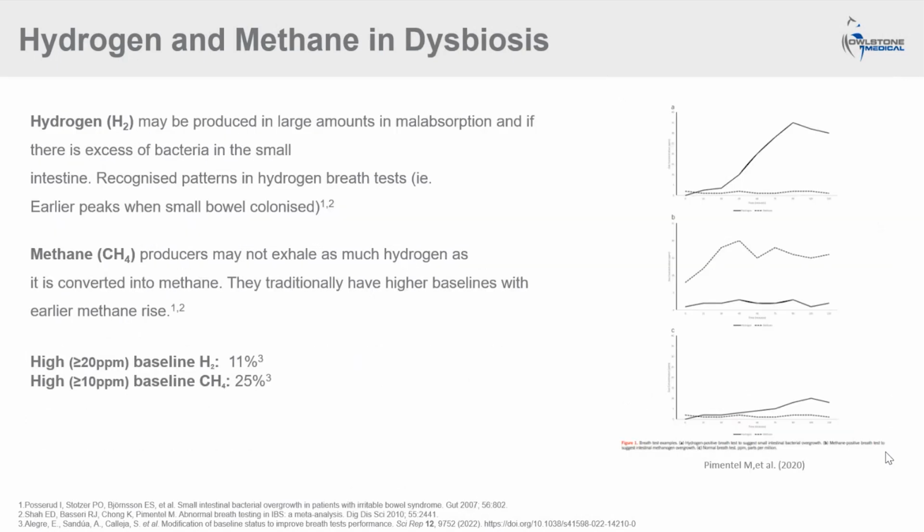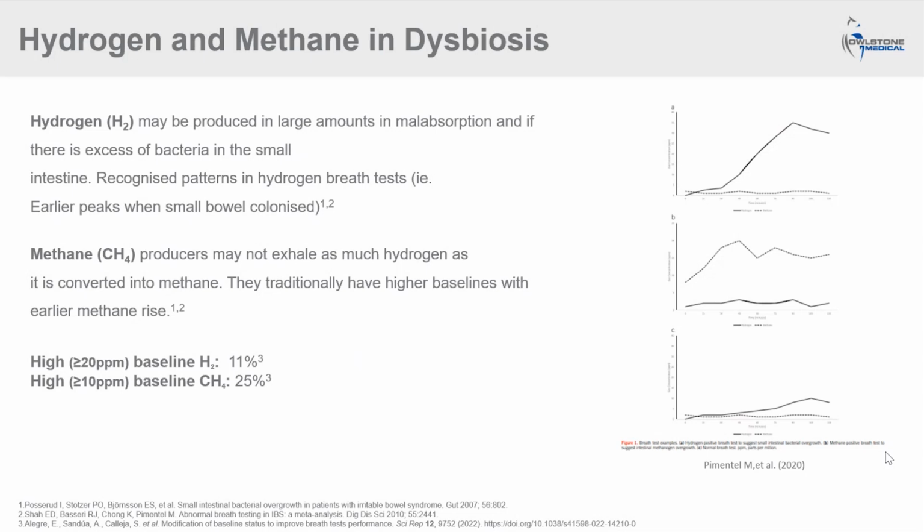So what do we observe when the scale tips towards dysbiosis? In a variety of gastrointestinal diseases, the levels of hydrogen and methane that are excreted in breath can significantly differ from normal values. For example, hydrogen may be produced in larger amounts in malabsorption syndromes, and if there's an excess of bacteria in the small intestine, such as in SIBO.